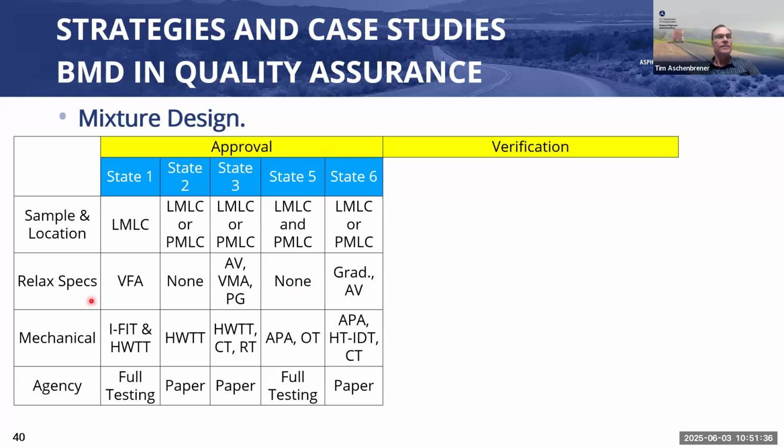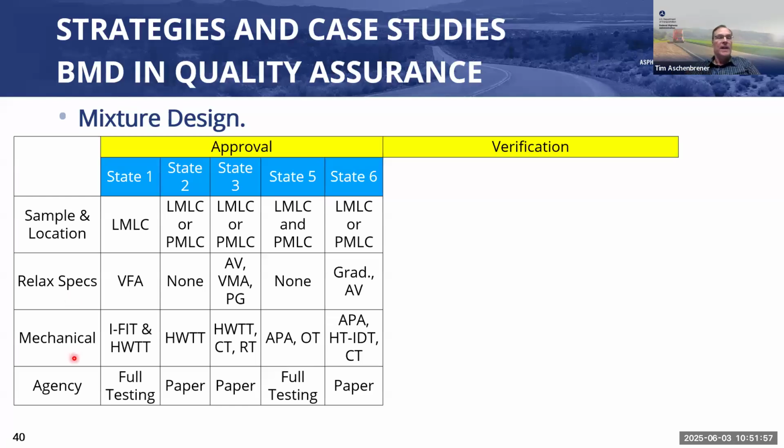But we see in relaxing specs, states are starting to relax volumetric properties like voids filled with asphalt, air voids, VMA, voids in the mineral aggregate. Other states are looking at constituent properties like the aggregate gradation or the performance grade of the binder.